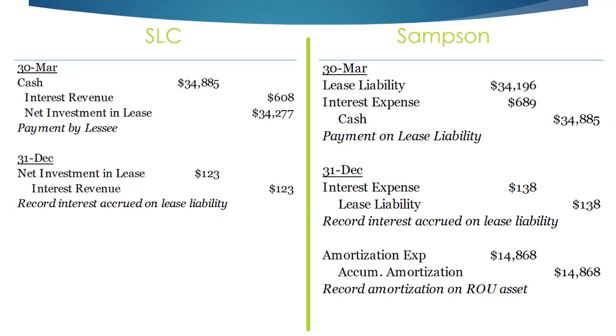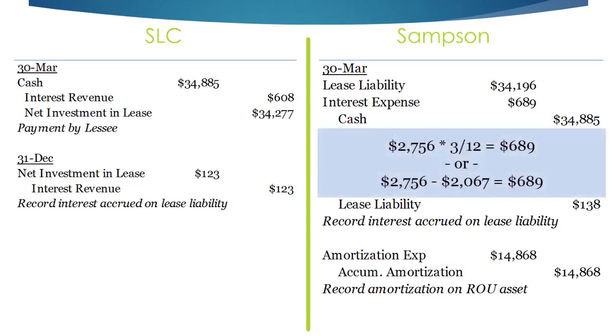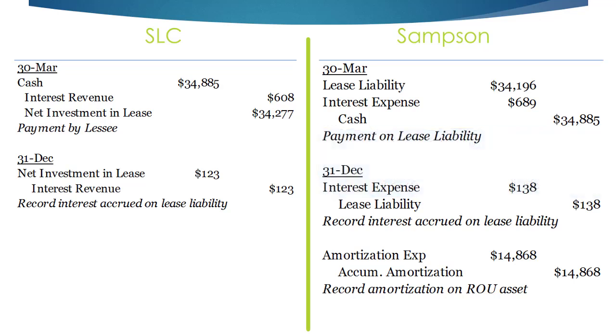For the lessee, same basic idea. I take the $34,885. That's the cash I'm having to pay. Doesn't all get to reduce lease liability though, because I need 3 more months of interest expense. So I take the $2,756 minus the $2,067 we recorded on December 31st of year 4, and then the balance goes into lease liability. On December 31st, again, I get to record all of the amortization because I've owned it a full year and it's straight line. The interest expense is the $184 that we see in our amortization schedule times 9/12.